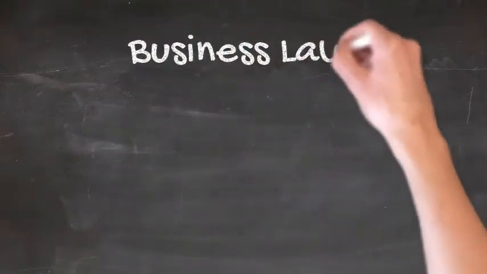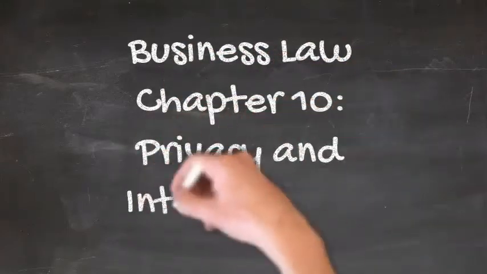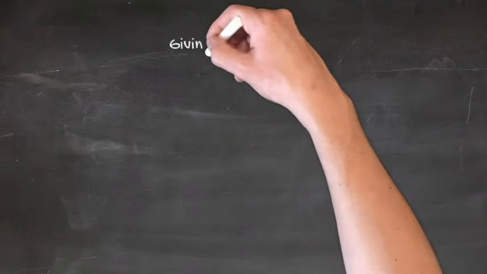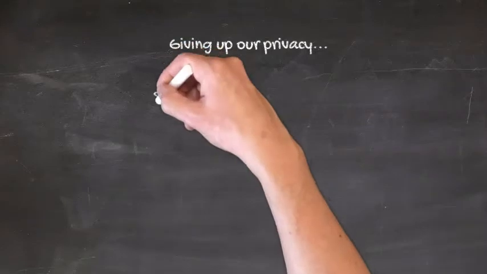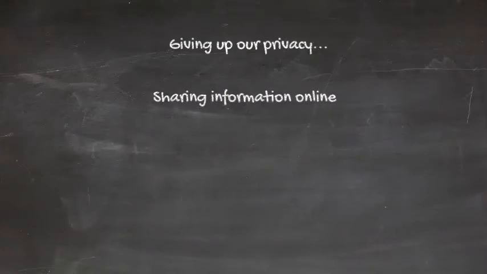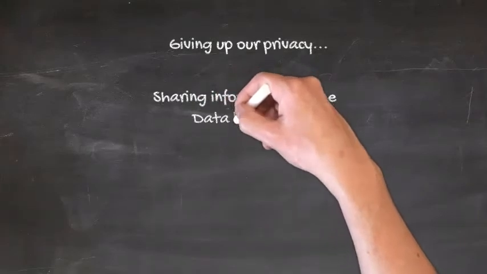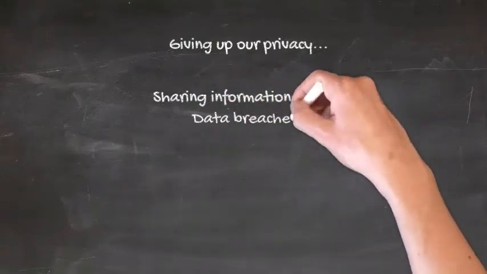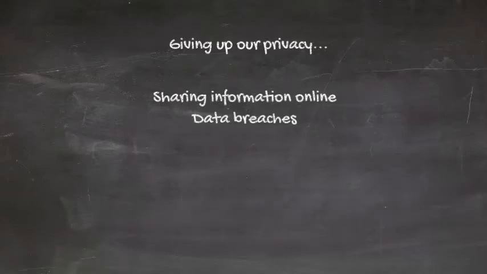Now we're going to talk about Chapter 10, which is Privacy and Internet Law. In today's world, we give up a lot of our privacy when we share information online. So when we post on Facebook, LinkedIn, Twitter, whatever it might be, we have to think about how long that data will be out there and who has access to it. An example I like to show in my technology classes is data from 1995 or so that's still out on the internet and can be found in the Internet Archive.